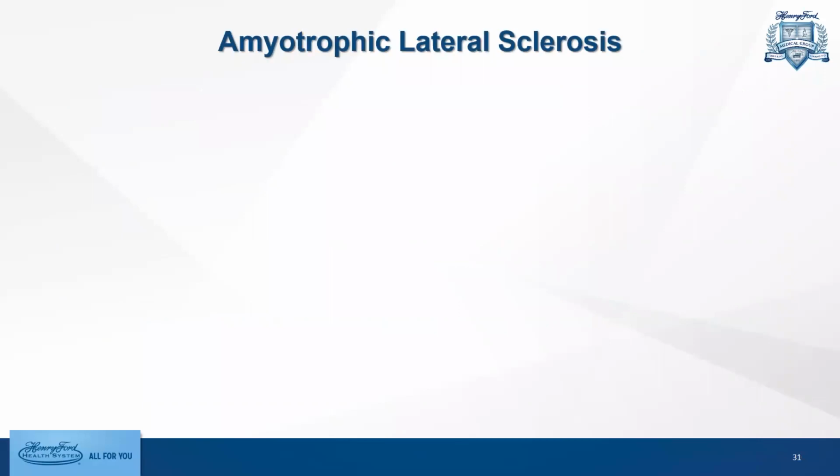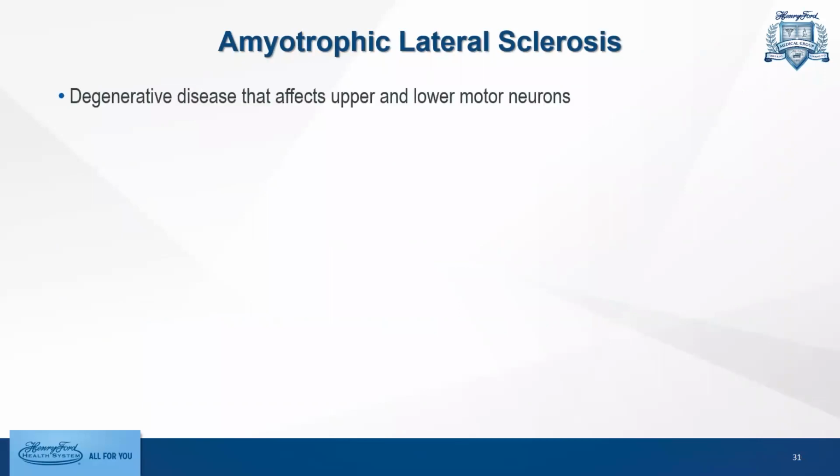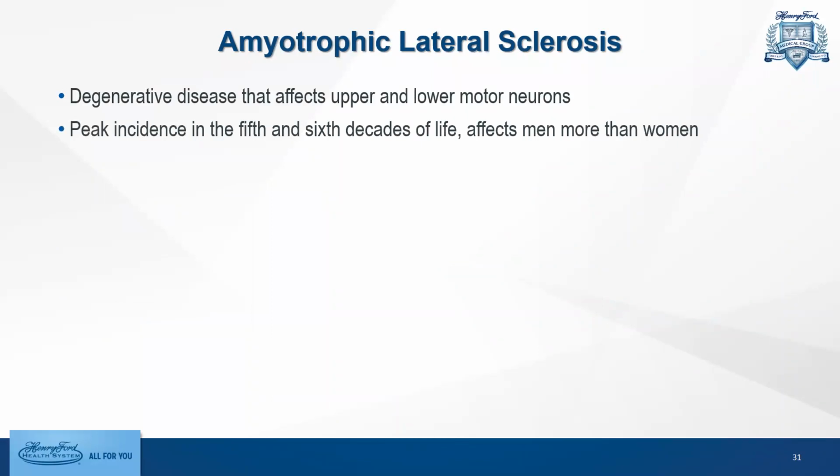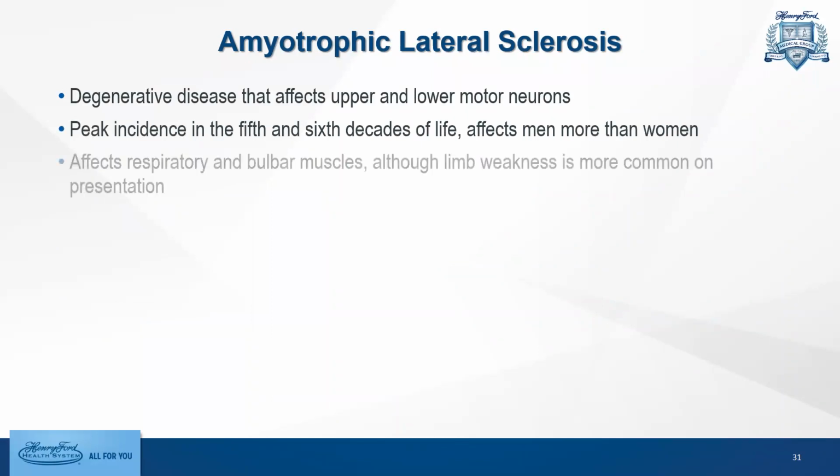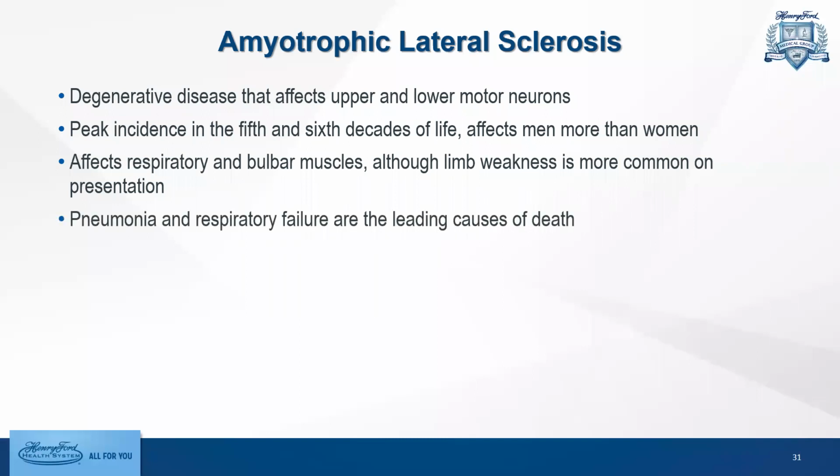So this is pretty much a classic presentation for ALS. ALS is a degenerative motor neuron disease that affects upper and lower motor neurons. Peak incidence usually occurs in the sixth decade of life, men more than women. Respiratory and bulbar muscles are affected. Limb weakness is usually more present on presentation, 75% of the time, but you could have a respiratory muscle, bulbar muscle picture in 25% of the cases. Pneumonia or respiratory failure are the leading causes of death.